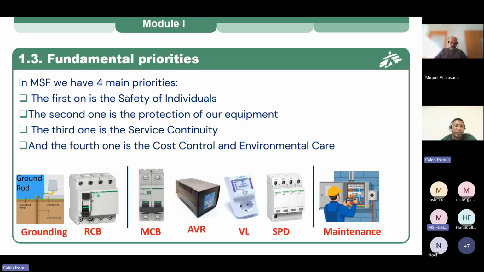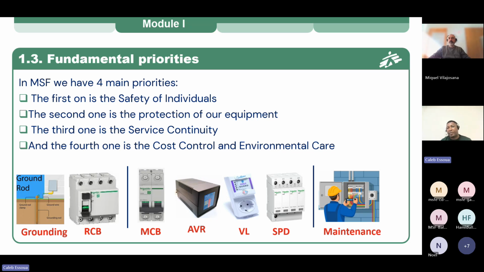Yeah, I think you mentioned a lot, and I think it's clear for the safety. For individuals, we have to install a proper grounding system, and in addition to that, install an RCB that can trip in case anything happens, to protect the people around. The second thing is the protection of our equipment: protection against fire, overload, and the power instability that I mentioned.